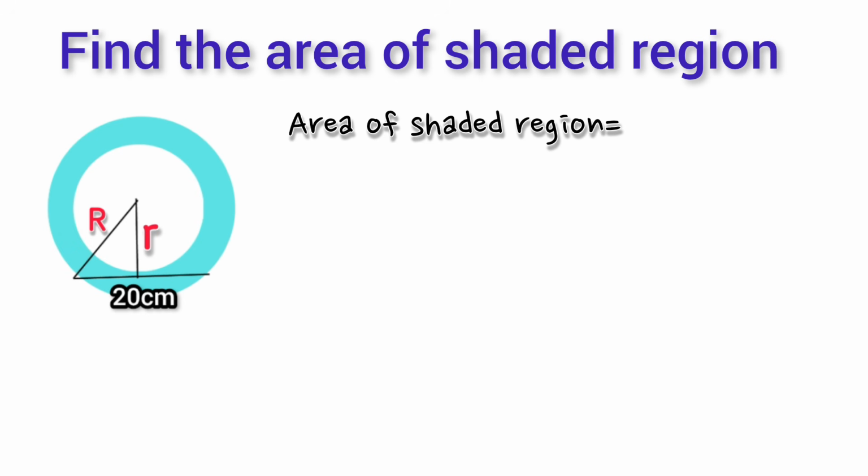So we can write here, area of shaded region is equal to πR² minus πr², that is, area of outer circle minus area of inner circle. Pi is common, so it is π into (R² minus r²).